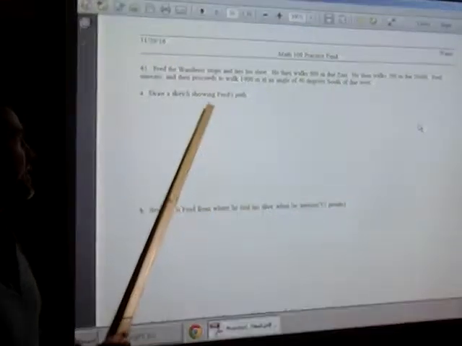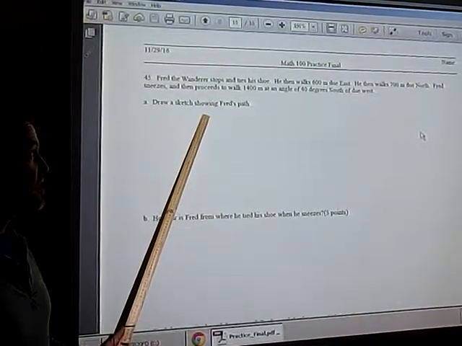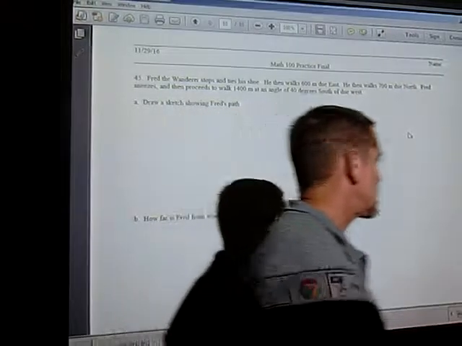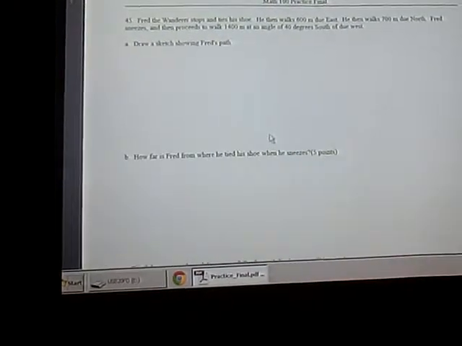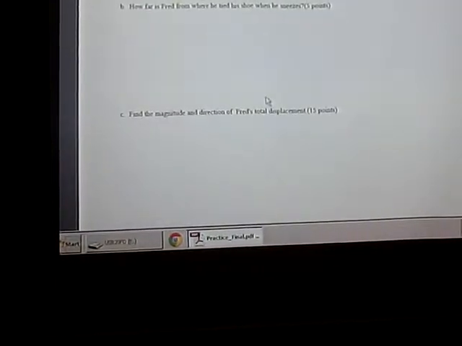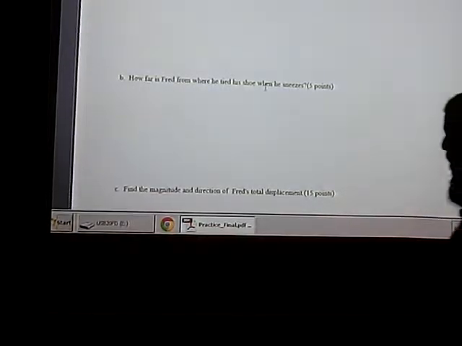I asked three things. First one, draw a sketch. The second thing, how far is he from where he tied his shoes to when he sneezes? And the last thing is find the magnitude and direction of Fred's total displacement. Okay, so we'll look at this solution.